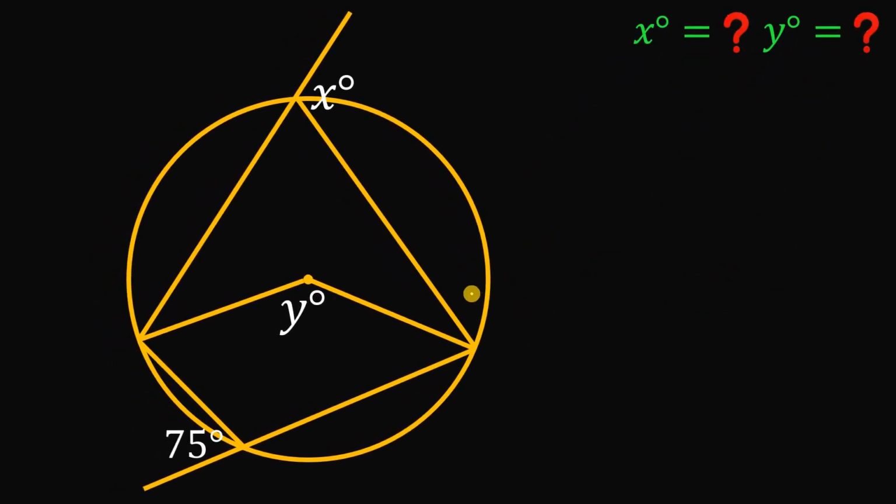Alright, now given this information, this 75 degrees, our goal is to find the value of x degrees and this y degrees. Alright, so to answer this question, of course, let's name some important points. Let's call the center O, so center O, this circle O. Let's call this point A. This point is point B, this point is point C, and the last point, we call point D.